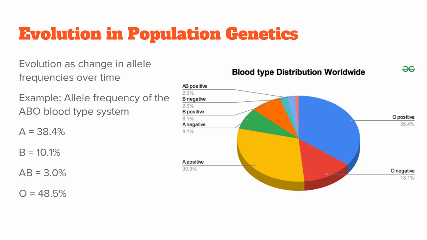Because we inherit one copy of each allele for this gene from our parents, a person can have blood type A, B, AB, or O. A and B represent antigens on the surface of red blood cells, while O represents the absence of either antigen. The positive and negative associated with each blood group refers to Rh factor, which is an additional antigen present, positive, or absent, negative, on red blood cells.